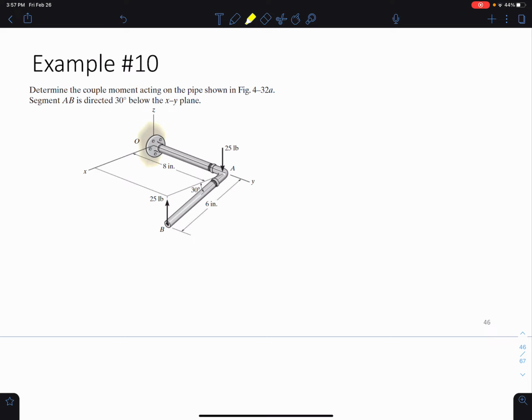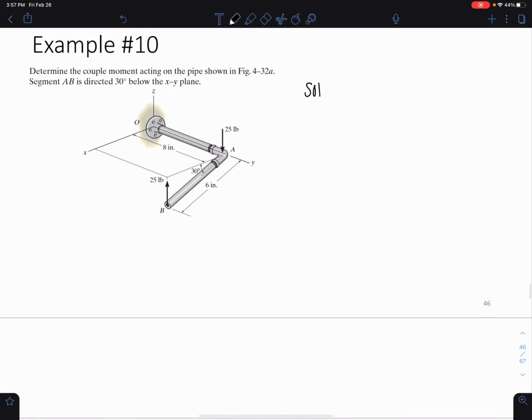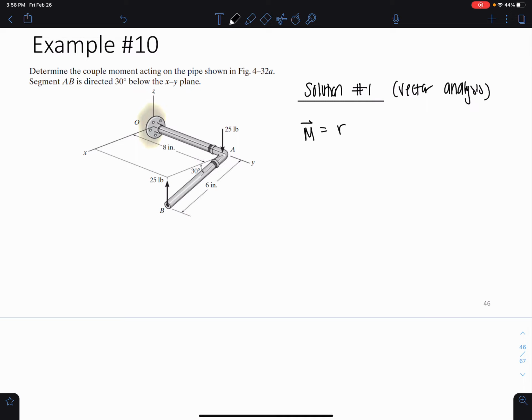I'm actually going to provide 2 solutions for this example. So I'm going to do a vector analysis and a scalar analysis to show you guys that you can use either of these. So let's start with solution 1, which is a vector analysis here. Solution number 1, vector analysis.